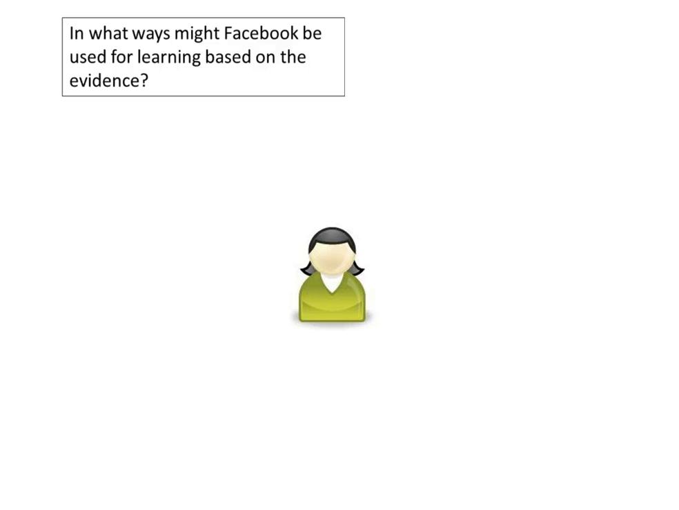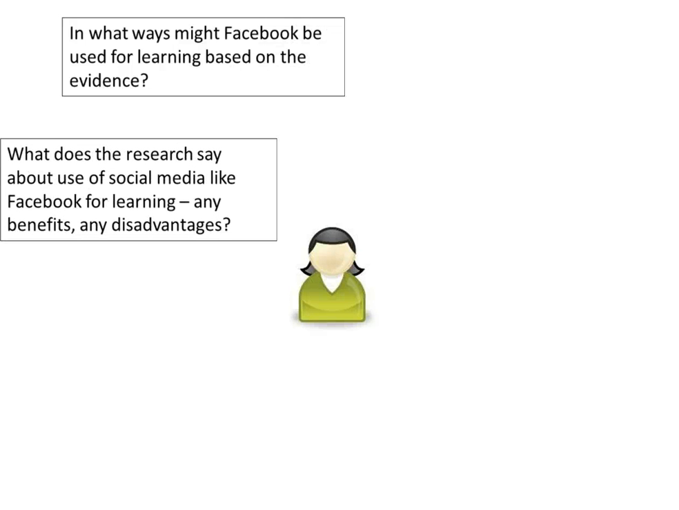Once Amy has identified her audience and purpose, she starts to break down the brief into some sub-questions that her audience would want answered in the report in order to meet the report's purpose. So, for example, they might be interested in what ways could Facebook be used for learning based on the evidence Amy gathers. They'd also be interested in what the background research says about the use of social media for learning. Are there any benefits or disadvantages?